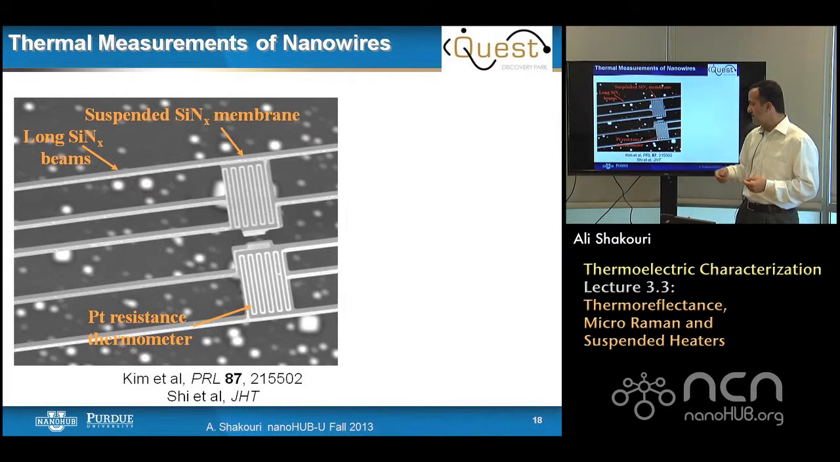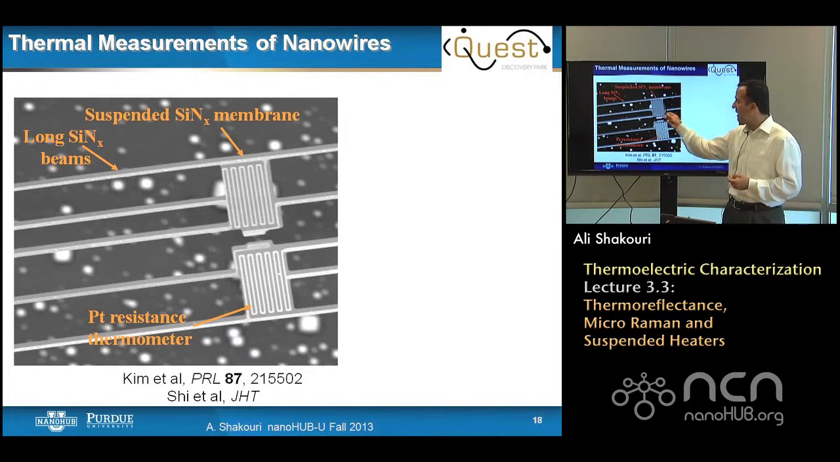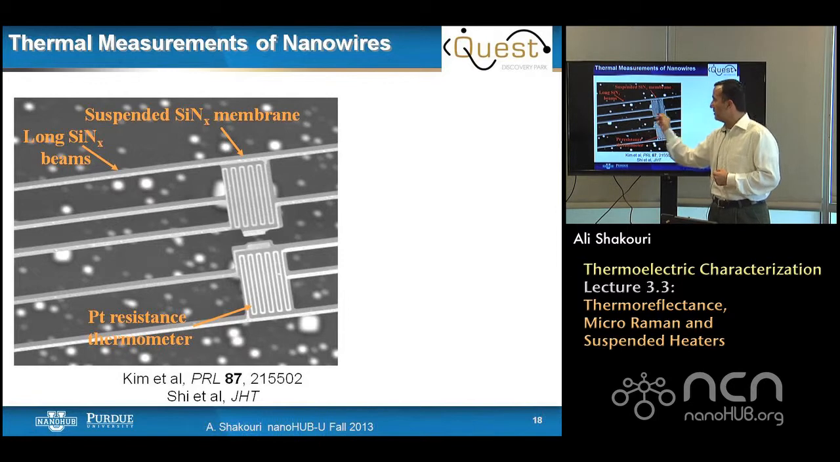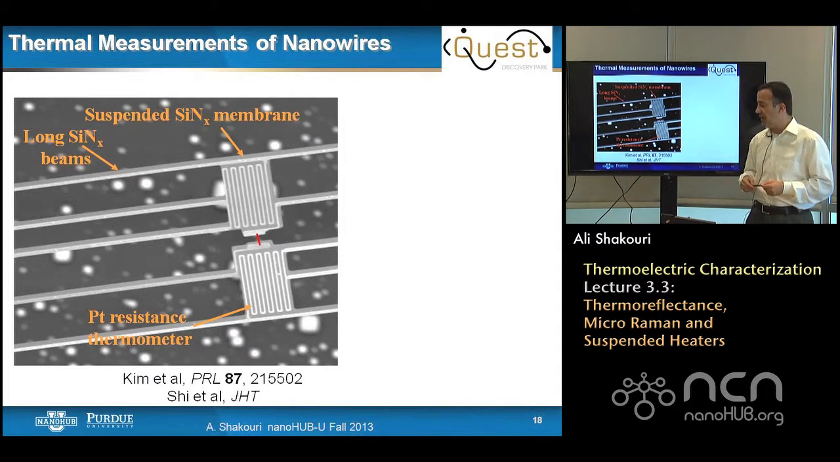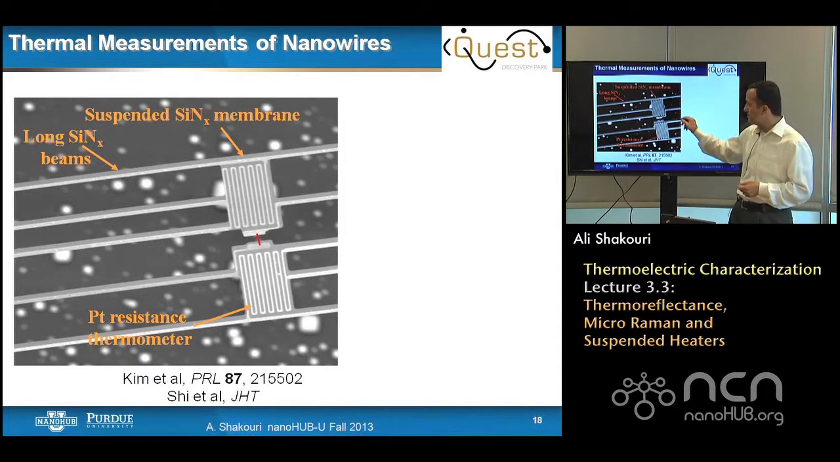A technique that has been pioneered by Arun Majumdar's group, and Li Shi and others have contributed quite a bit, is you fabricate a tiny heater platform on a silicon chip, and you isolate it with long beams in a way that this is a localized heat source, and you can measure the amount of heat flux. Then you place a tiny object like a nanowire, carbon nanotube, or other type of device between the two.